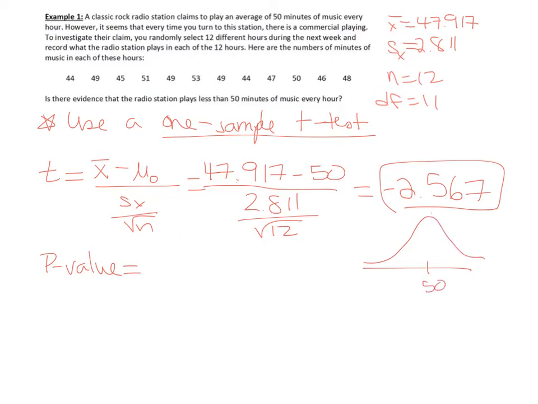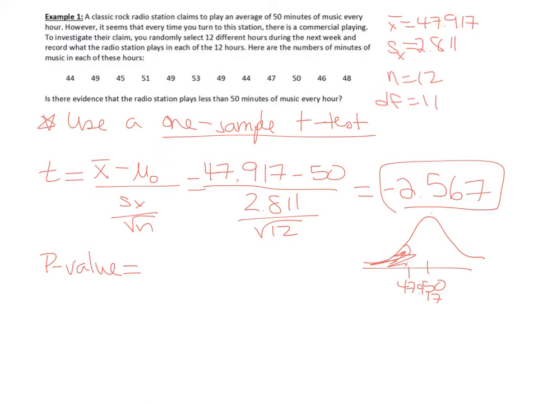The difference with the t-curve is we're going to have a 50 in the middle, and 47.917, and we want to know about being less than that. But like I said, this is not a normal model. This is going to be a little bit skinnier than a normal model. If we had an infinite number of degrees of freedom, then it would be normal. But in this case, our degrees of freedom is only 11. So we have to take that into account.